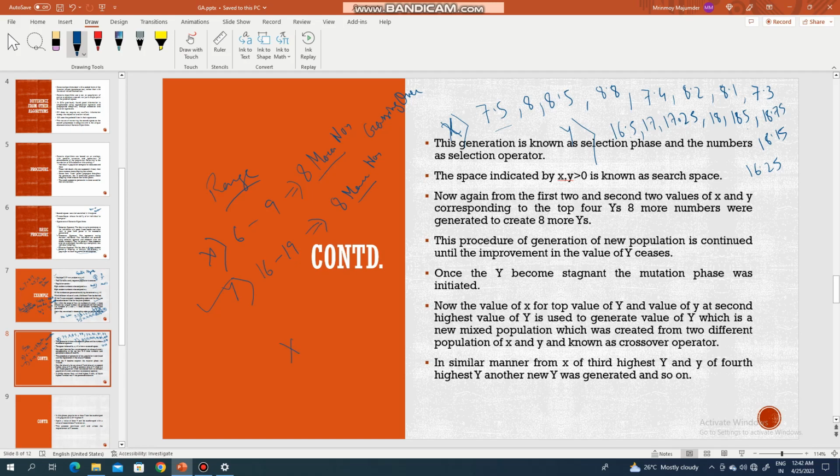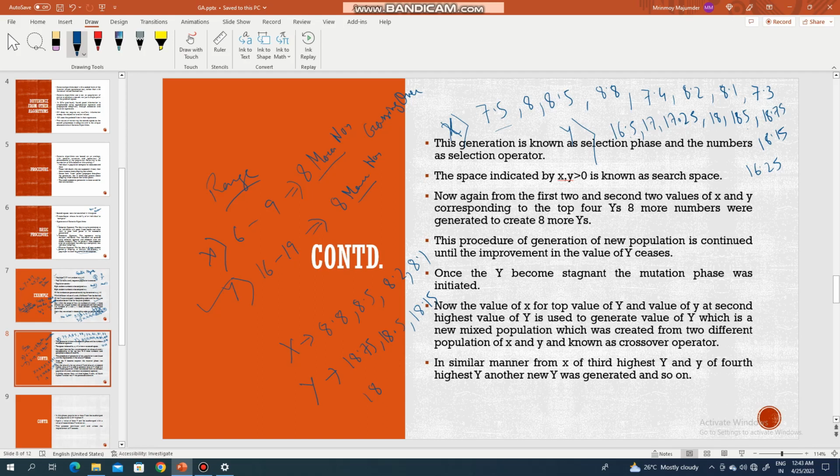In case of x, the top 4 will be 8.8, 8.5, 8.1, and for y it will be, let me see, 18.75, 18.5, 18.15 and 18. So this 4, this 4.